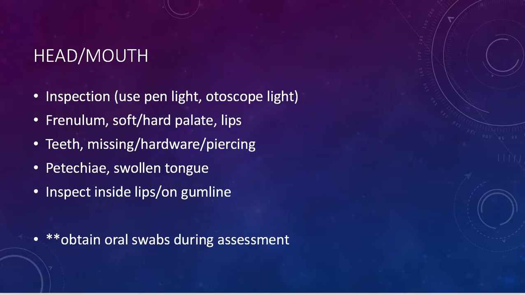Also look for any petechiae inside the mouth, on the palate, and swollen tongue. That is a classic sign of strangulation. And you could also, during this step, obtain your oral swabs during that part of the assessment.